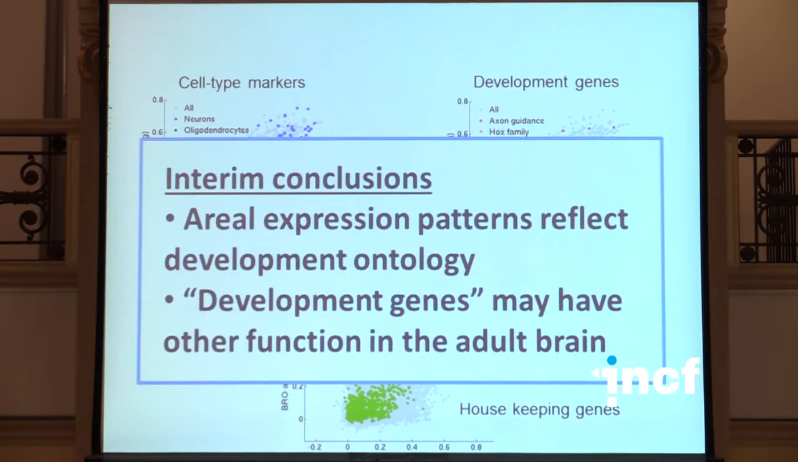So just a quick conclusion. What we find here is that the areal expression patterns are in close agreement with the ontology that agrees with the development. And also, it's interesting that many of these families of development genes may have some other functions in the adult brain that we should look at.